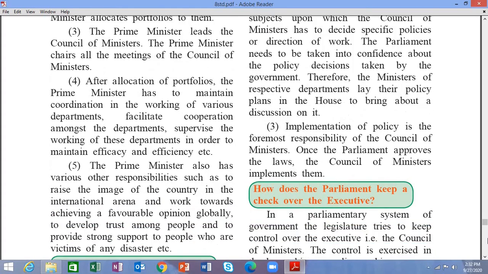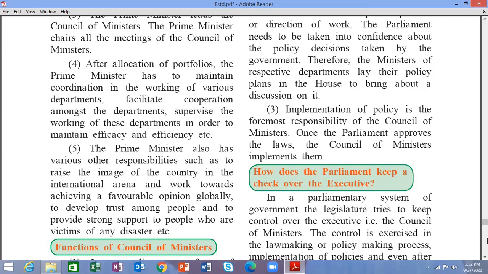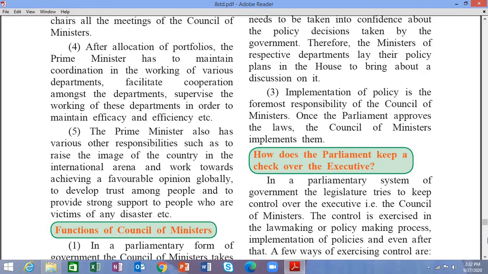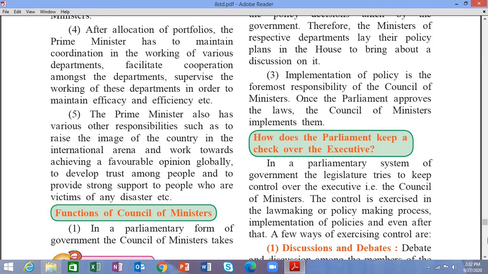He allocates portfolios, and he is a person who has to raise the image of the country in the international arena, who has to give a favorable opinion globally. He has to win the trust of the people, and he has to support the people who are the victims of any disaster. It may be man-made or it may be natural.